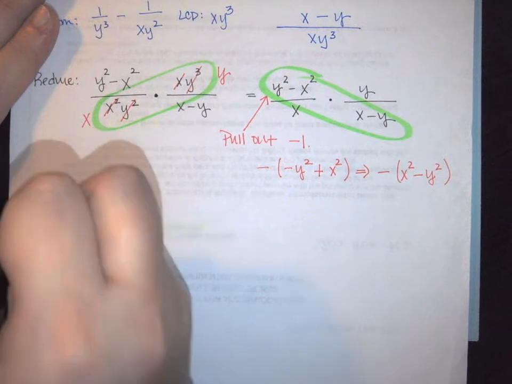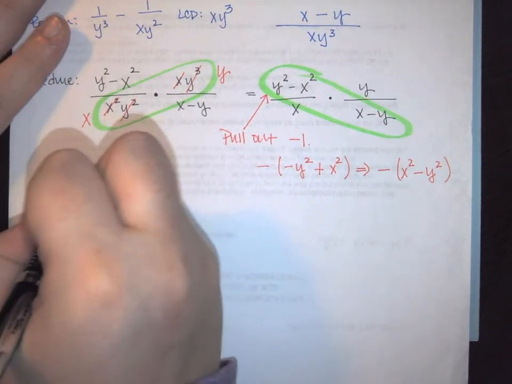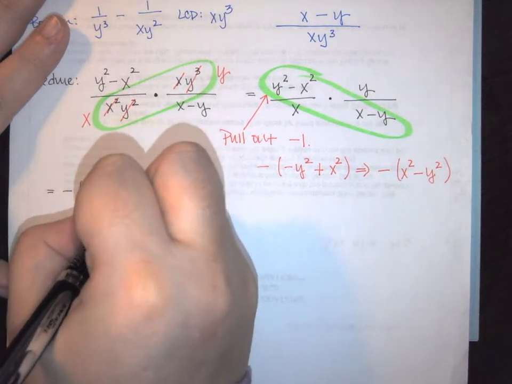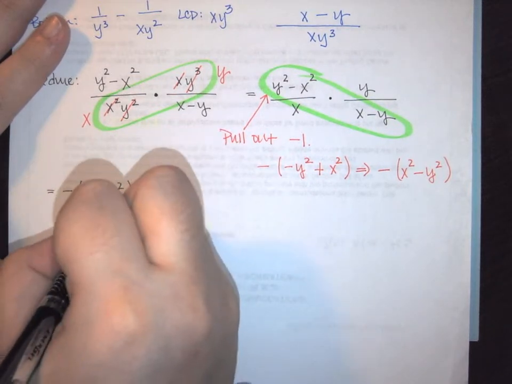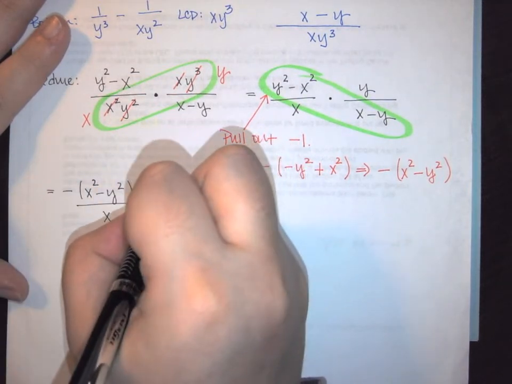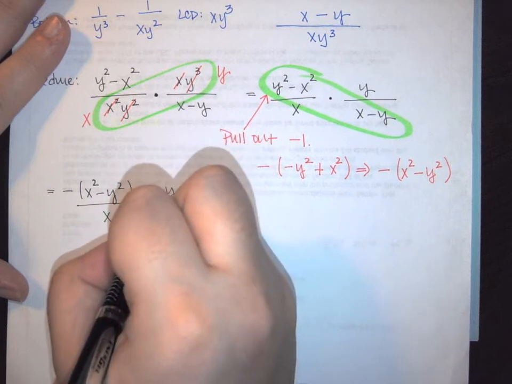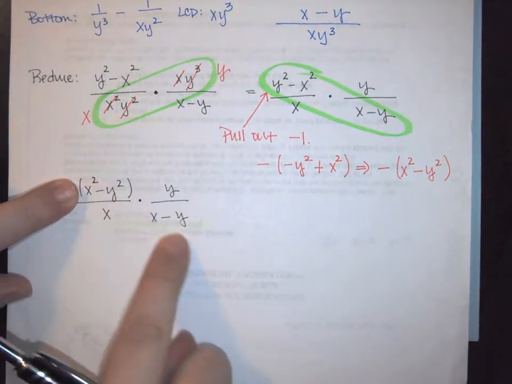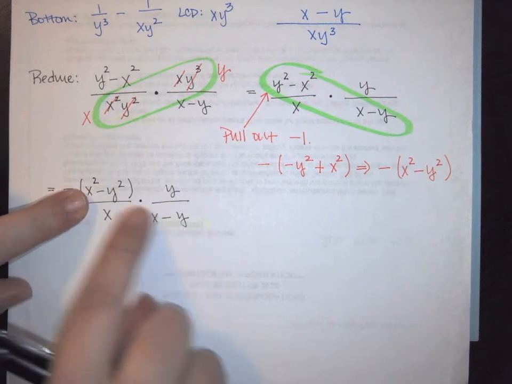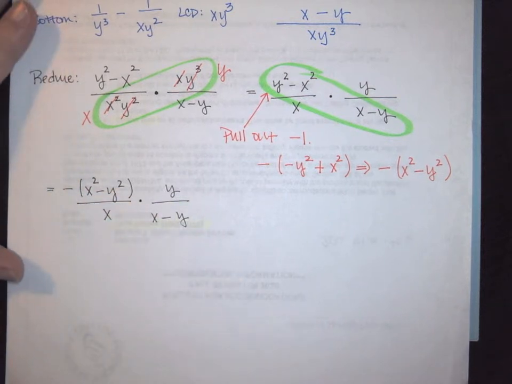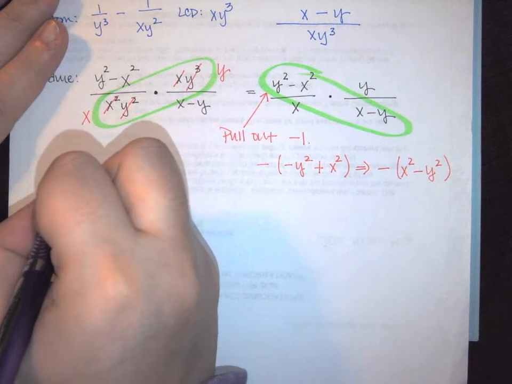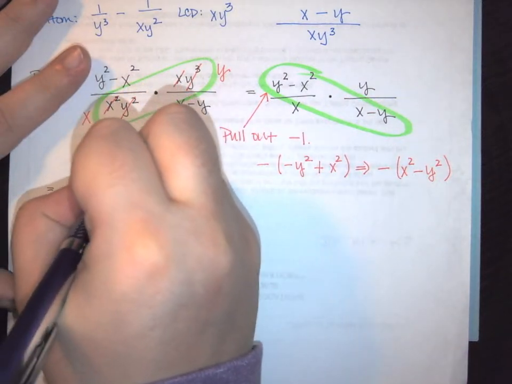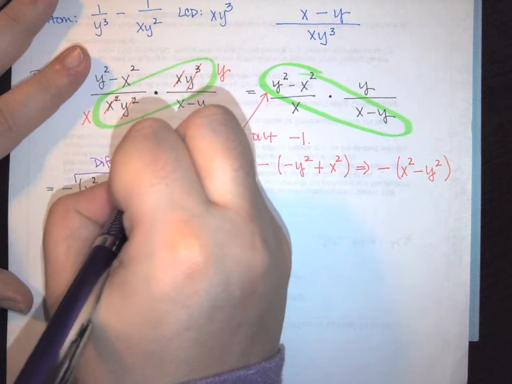So here we ended up with negative x squared minus y squared all over x, and we're still multiplying that by y over x minus y. We are still working across this denominator, or across this diagonal. The first thing that we need to notice too is that this right here is going to be a difference of squares.